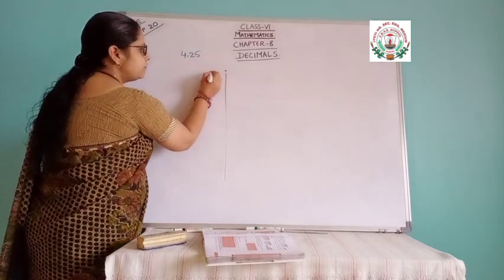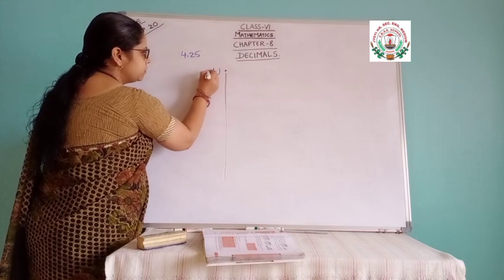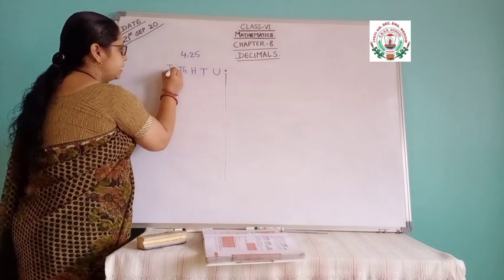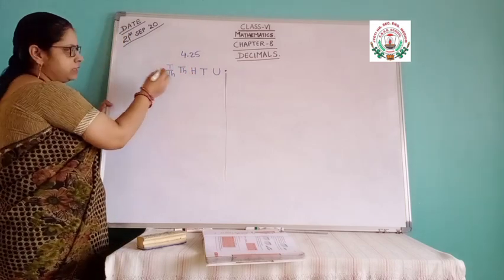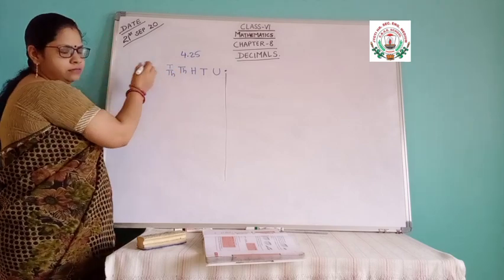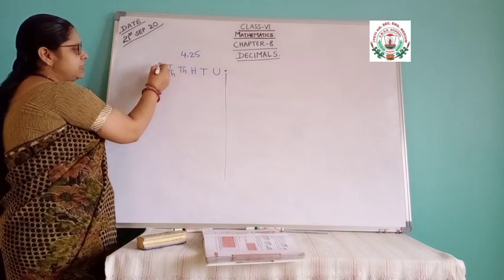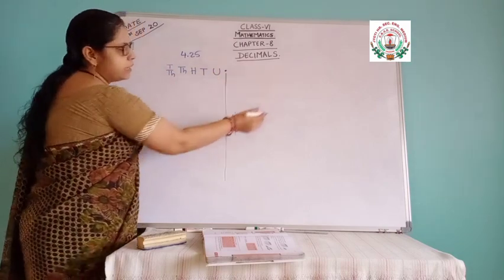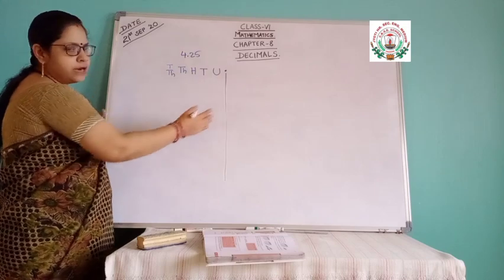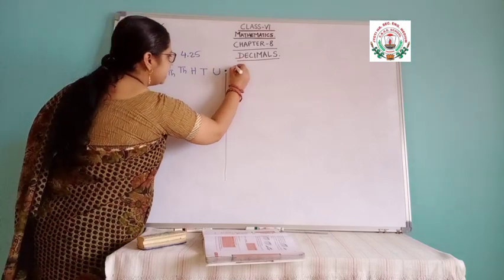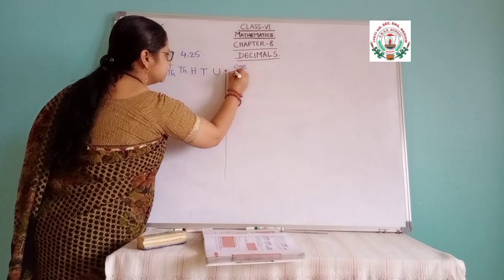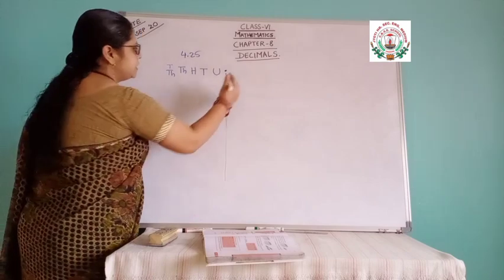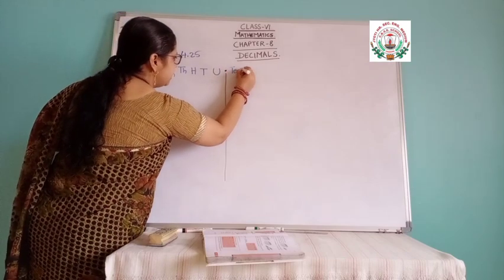So before the decimal, for the whole number, you start with units, tens, hundreds, thousand, 10,000, then lakh, 10 lakh, crore, 10 crore, and so on. Now what about the other side of the decimal? It is called 10th, or 1/10th. You say 10th, T-E-N-T-H.